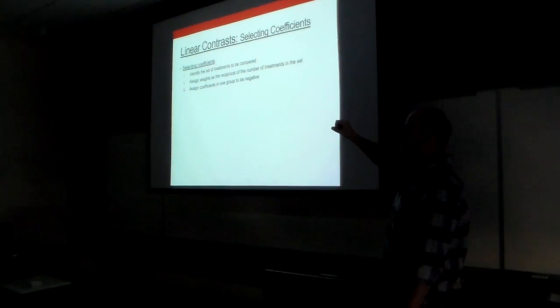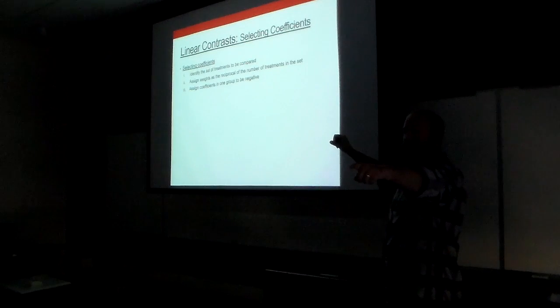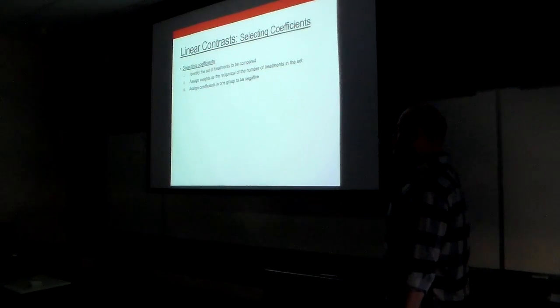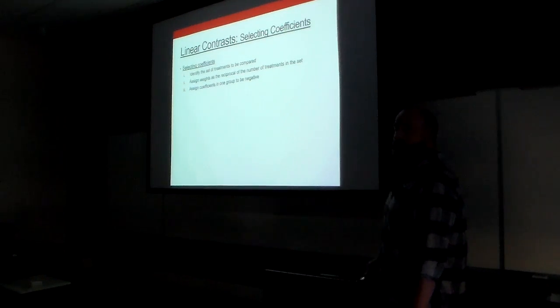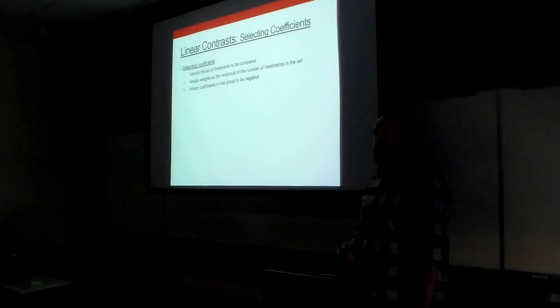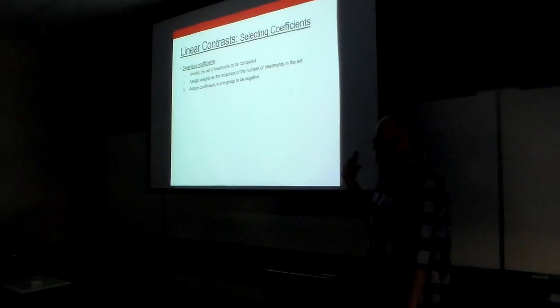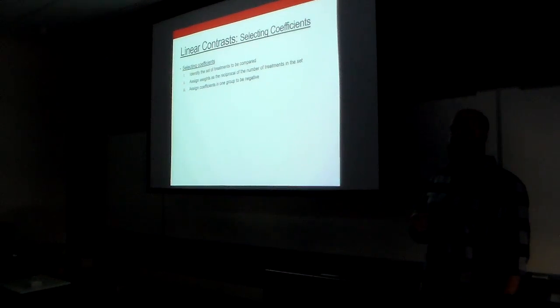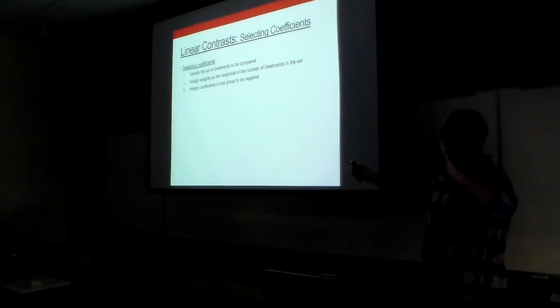What weight do I assign it? 0, right? 0 makes it go away, because if I multiply 0 by anything, it just disappears. And then what I do is I assign one of the sets of coefficients to be negative. Which one you choose is arbitrary, it doesn't matter. But generally it's beneficial, if you're assigning a specific contrast, that you're assuming one group is going to be higher than the other group.